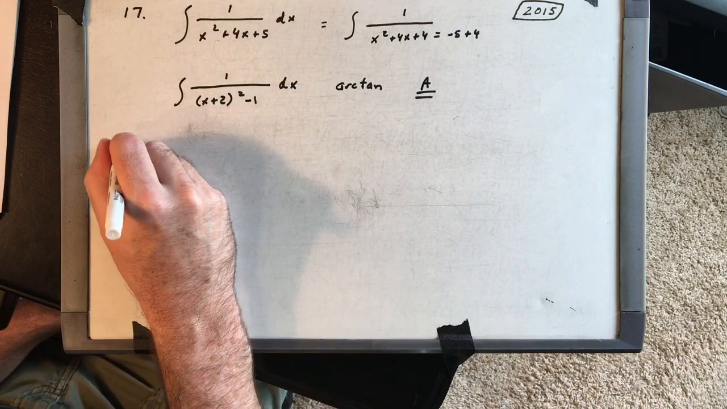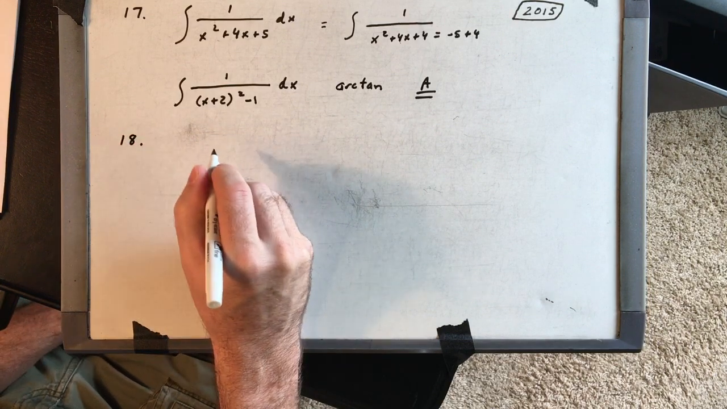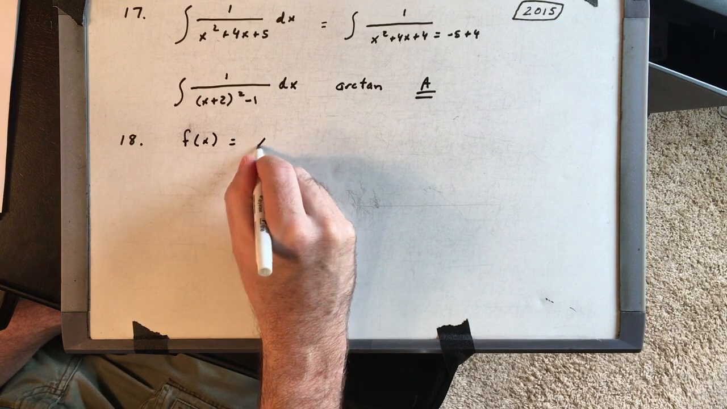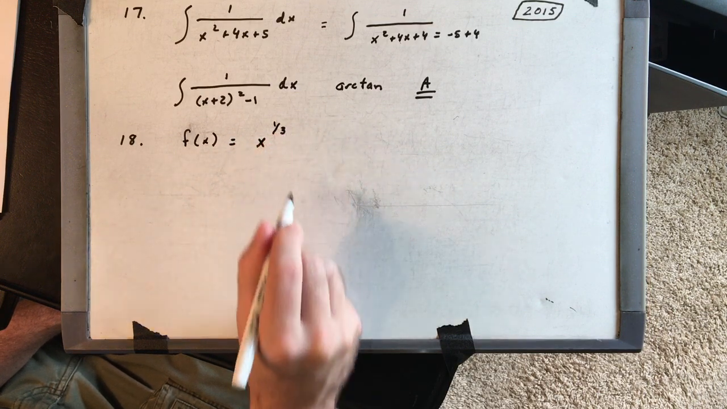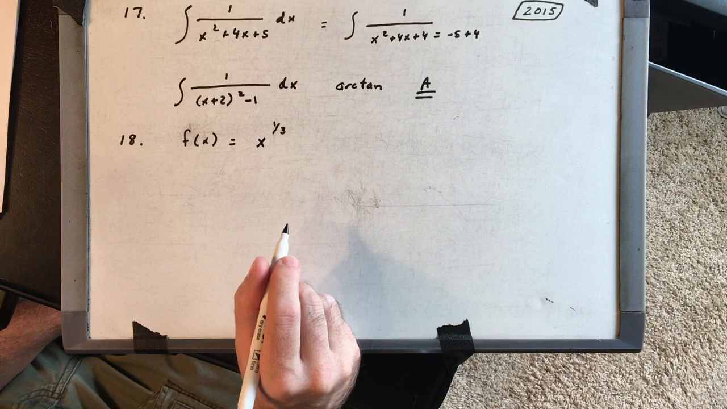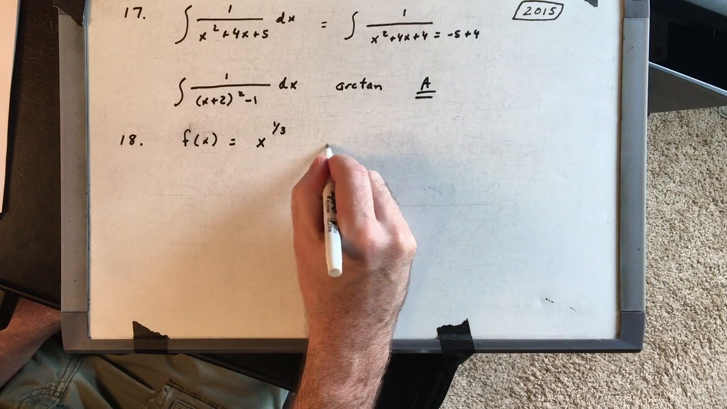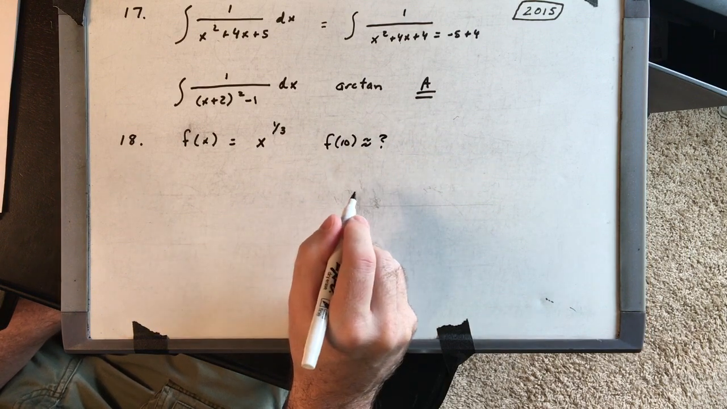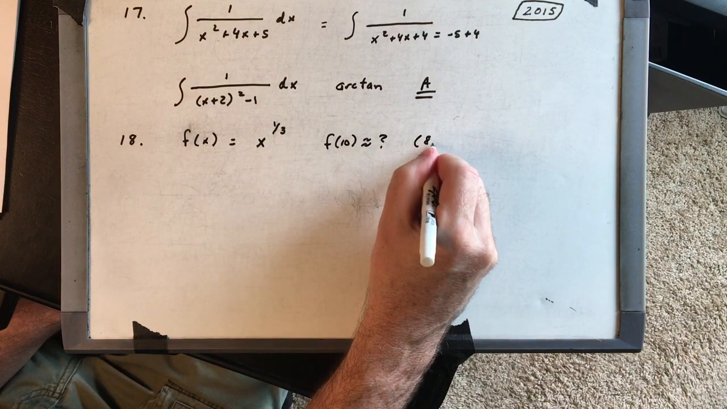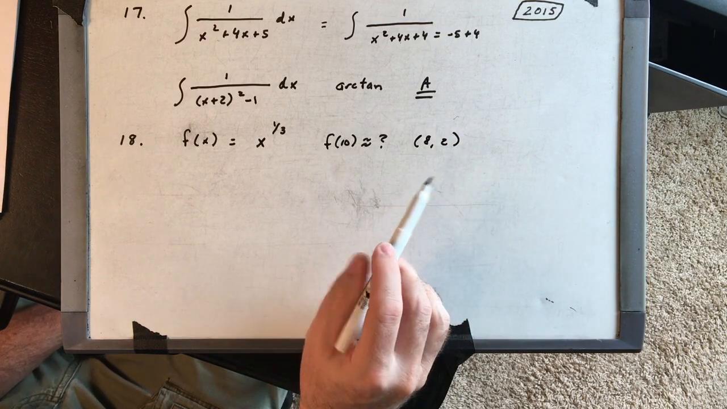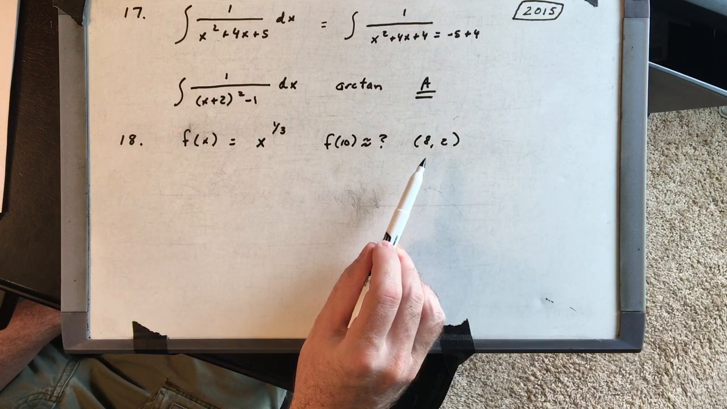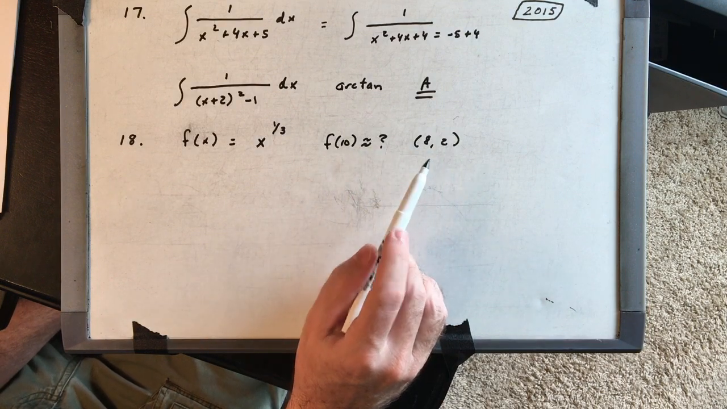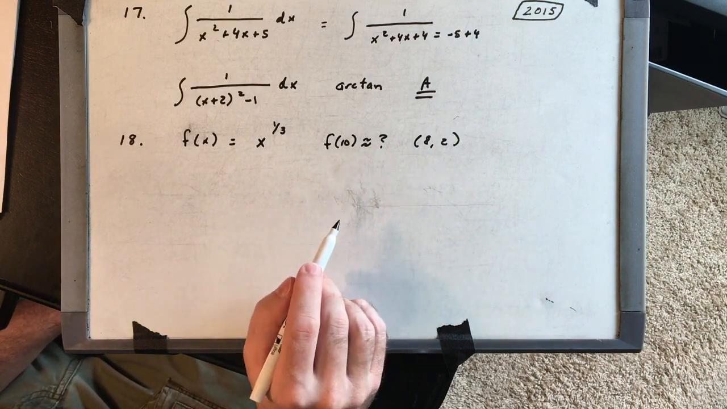All right, let's see if we can fit 18 on this board. So we've got f of x is equal to the cube root of x. Let's go ahead and write that as x to the 1/3. What is the approximation for f of 10? And we have a 0.82. So what you got to do is get the equation of the tangent line at 8. And then we're going to plug 10 in there and try to get the approximation for f of 10.